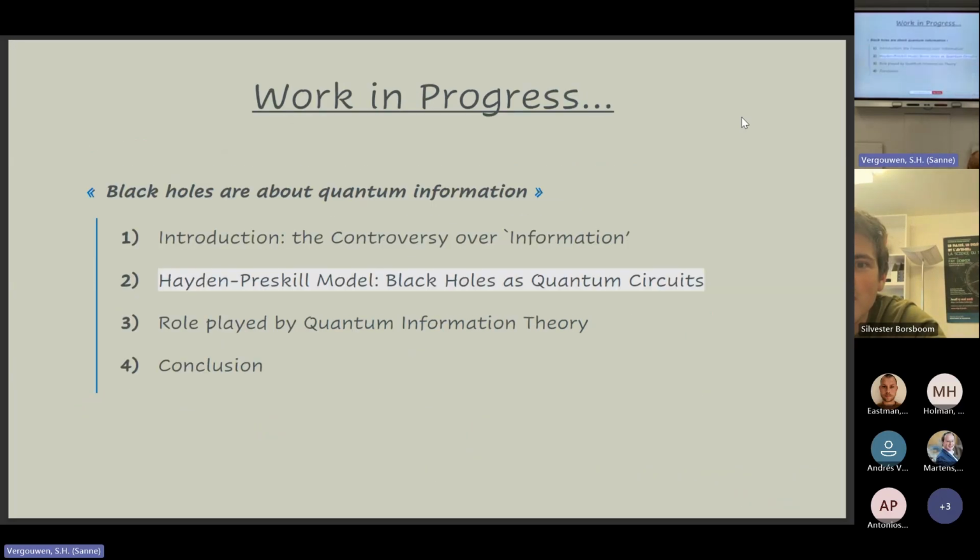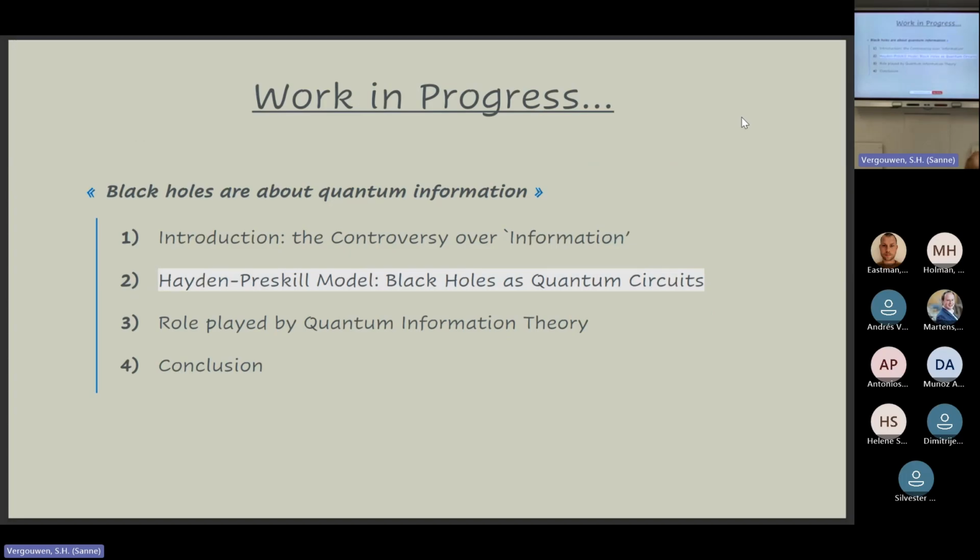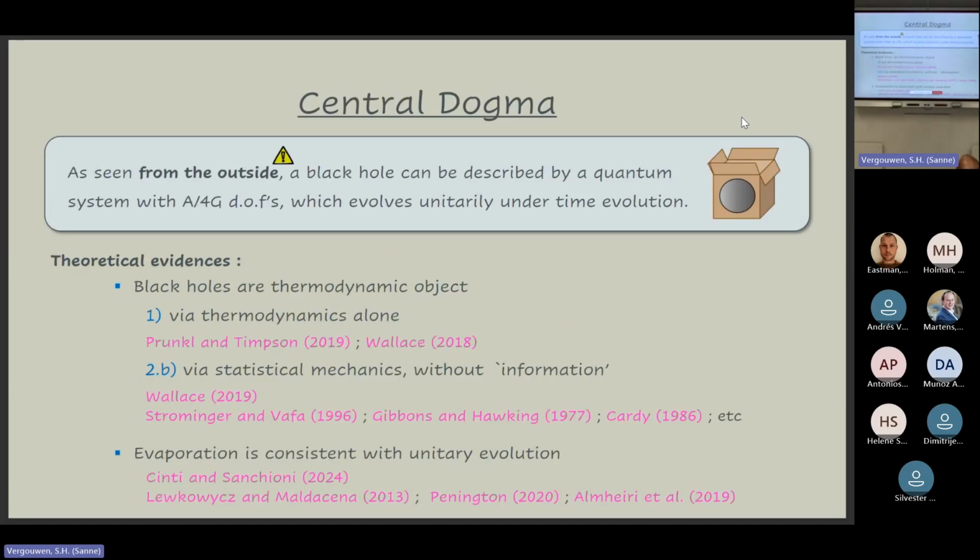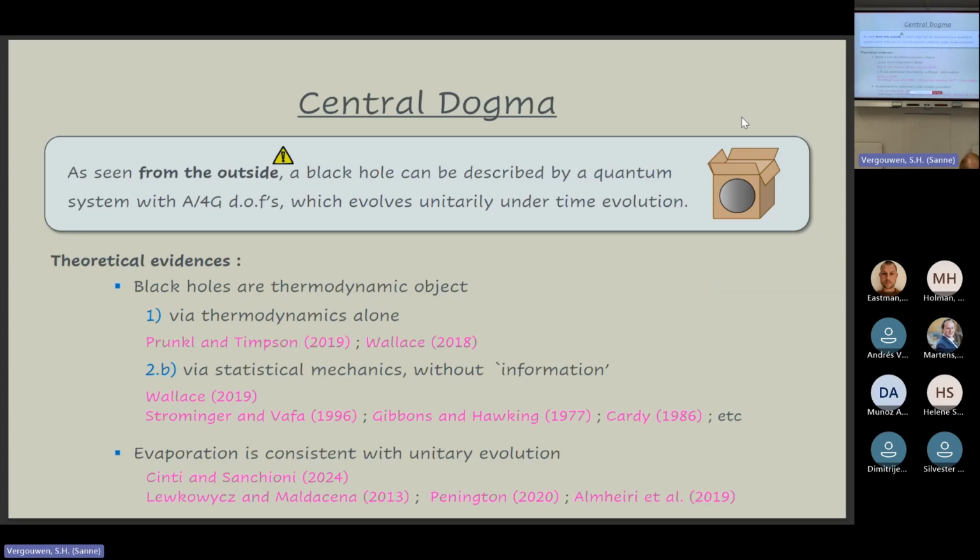Okay, so that was the introduction. Now we go into the details of the Almheiri and Corbeel model. This model is based on a central assumption, and that hypothesis is central if you want black holes to be suitable for such an information theoretic analysis. This hypothesis is called the central dogma.